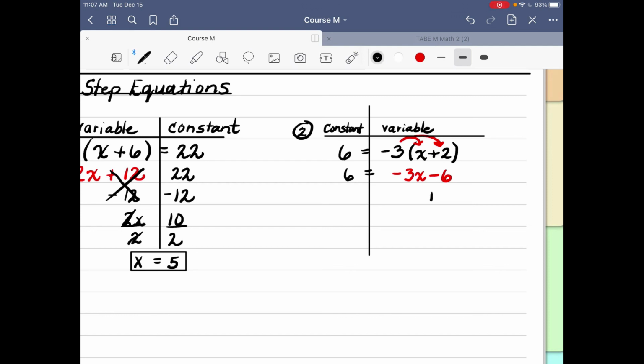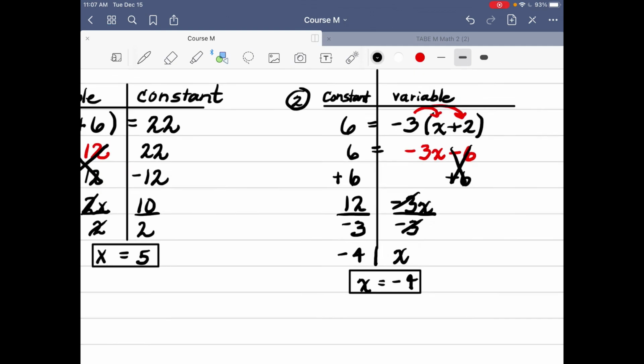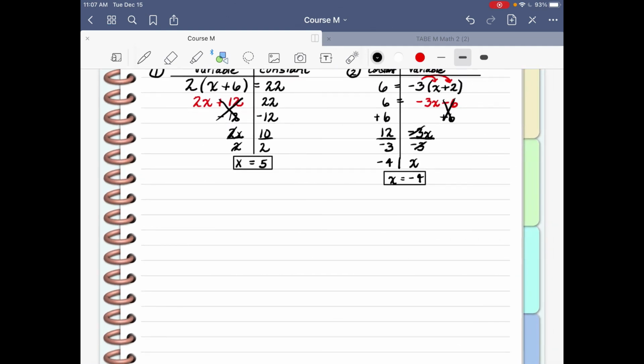So I'm going to move the -6 by adding it to both sides and copy. And then I'm going to divide that -3, the coefficient, to get a -4 and an x. And I need to standardize that. x is -4. Okay, number 3.